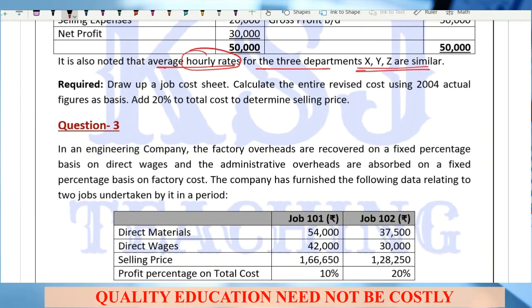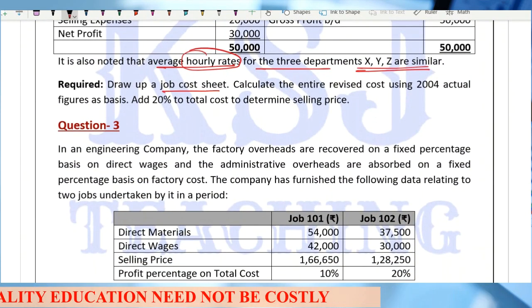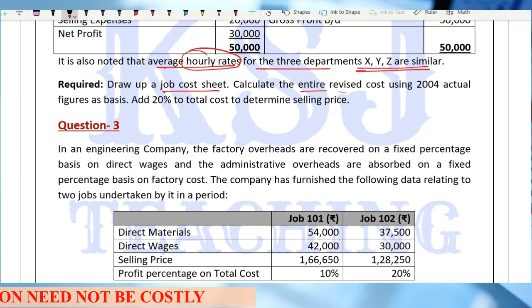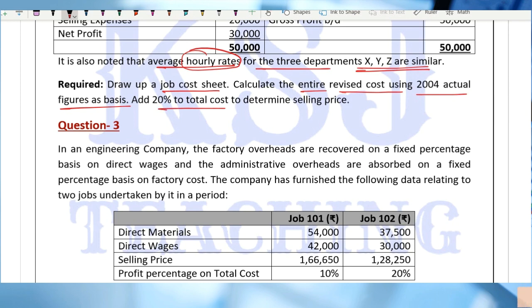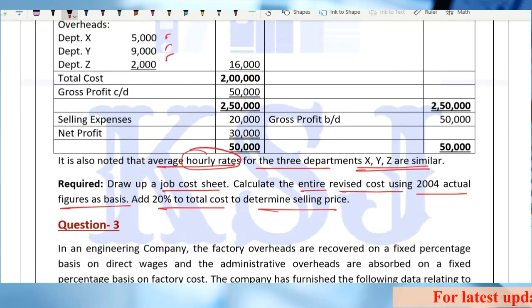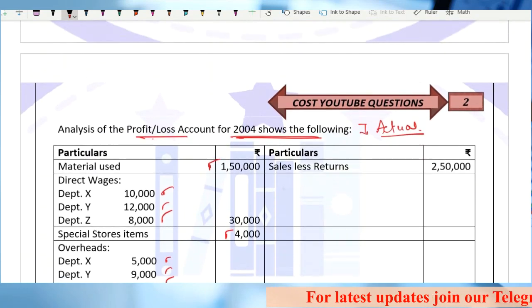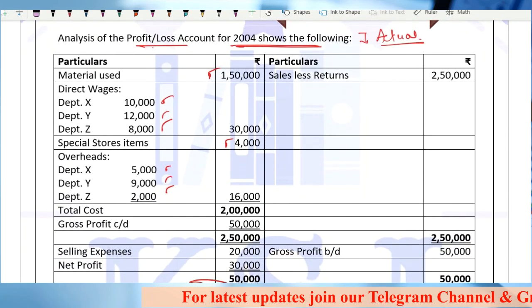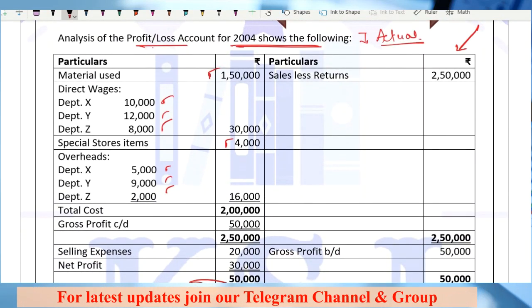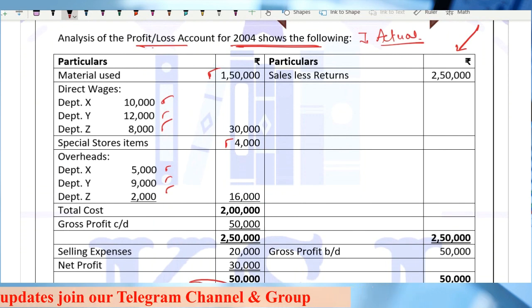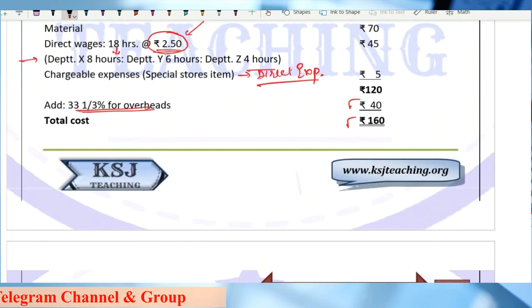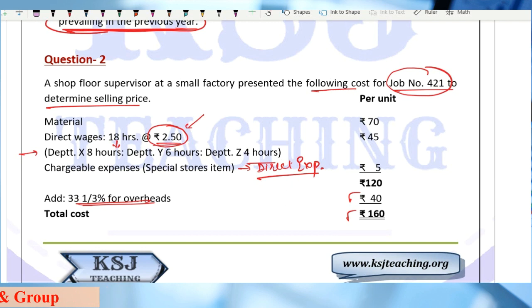Now required: draw up a job cost sheet, calculate the entire revised cost using 2004 actual figures as the basis, add 20% to the cost to determine the selling price. Now what is the requirement of the question? The question says that you have to use this 2004 data, right? And based on this data, you have to reframe this job cost sheet, right?